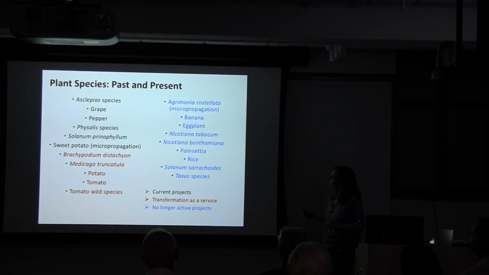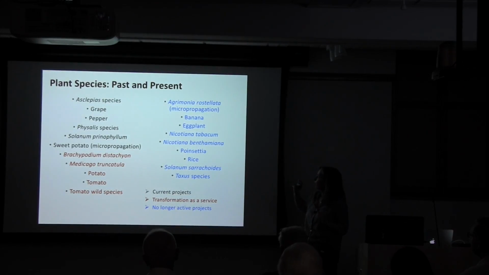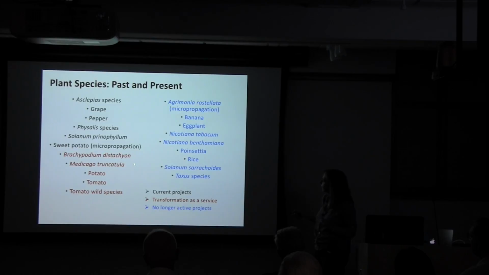So this is a listing of the plants that we have worked with and those that are current. Those listed in the black text are those which are current projects. Those in red text are ones that we're doing transformation as a service.